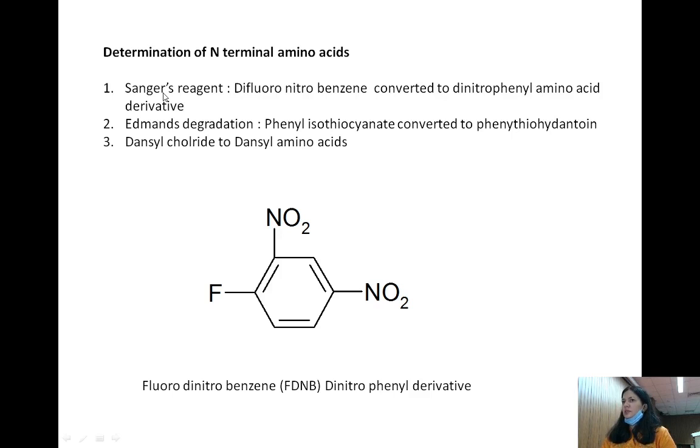Then number 2 is you can use the Edman degradation technique, which uses the chemical phenyl isothiocyanate. So phenyl isothiocyanate will react with the N-terminal amino acid and form the phenyl thiohydantoin derivative. Clear? Or you can use dansyl chloride, like in the beginning. Dansyl chloride will react with the N-terminal amino acid and form the dansyl amino acid. So by 3 techniques, you can identify the N-terminal amino acid and you can go on sequencing one by one.